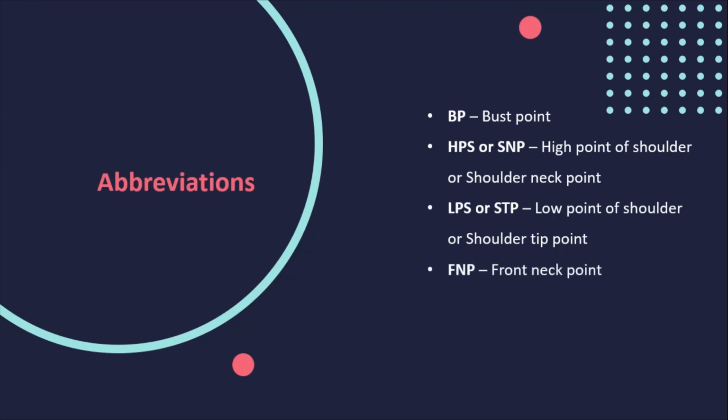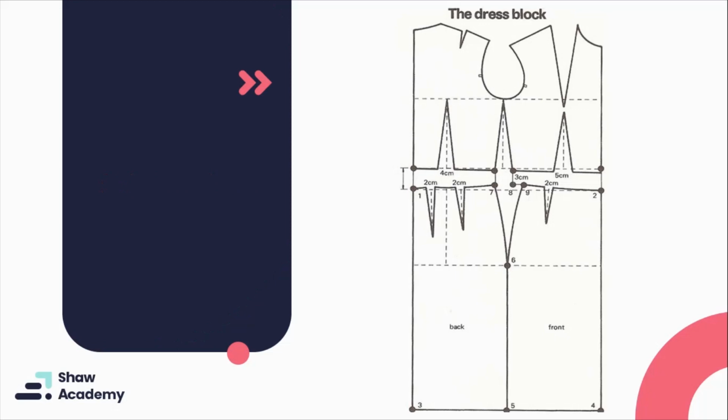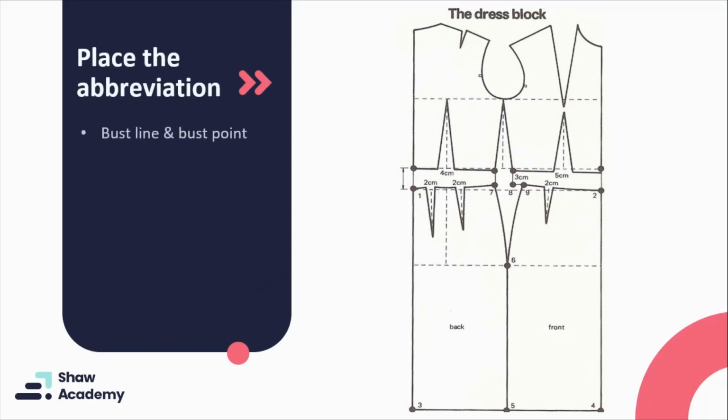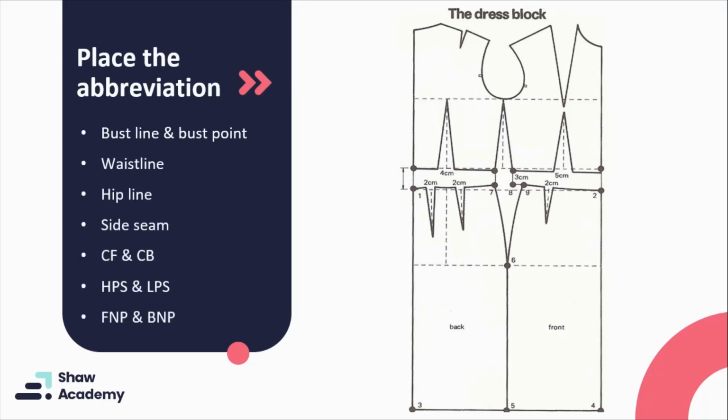FNP is your front neck point, and BNP your back neck point. Let's place the abbreviation. So let's look at the little image, which is an example of a dress pattern.